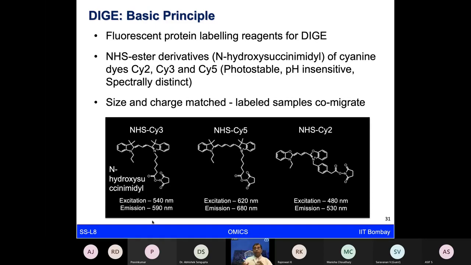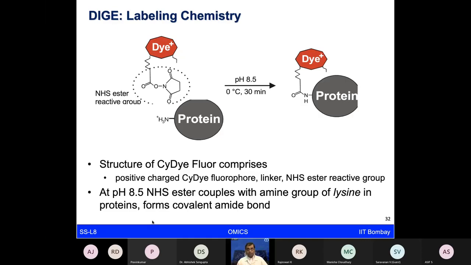So then you will not see any effect of the dyes, whether the sample was labeled with Cy3 or Cy5. Likewise, you can do the same pairing for all the 5 sets which we talked about, and then you generate these 5 images of the gels, and then you can compare these images to find out what is happening in these patients. I will talk about this experiment as I go along.